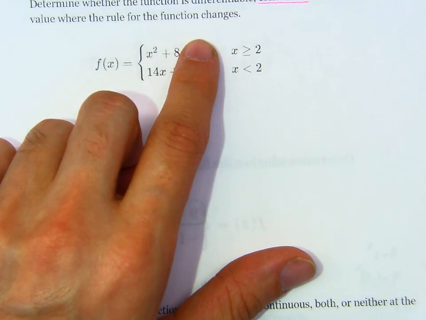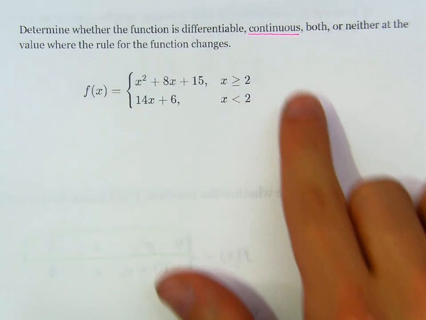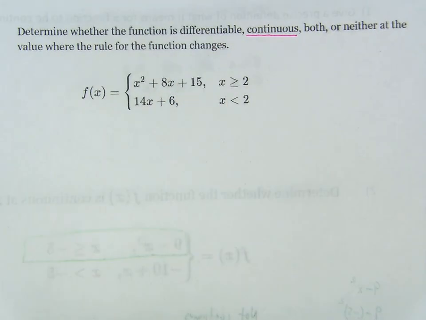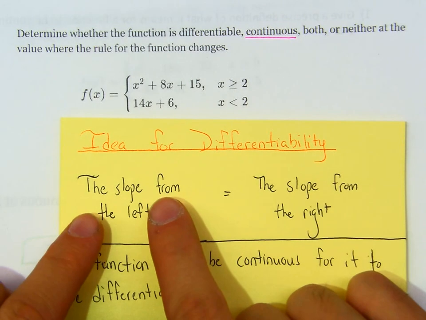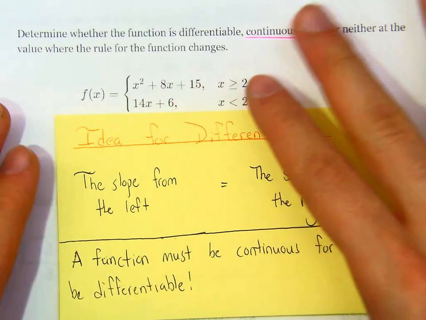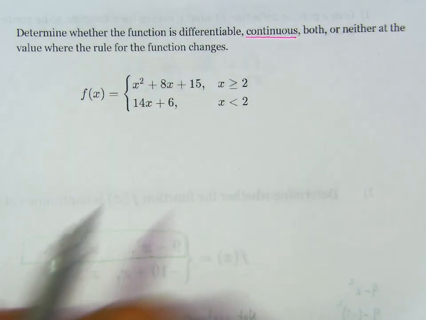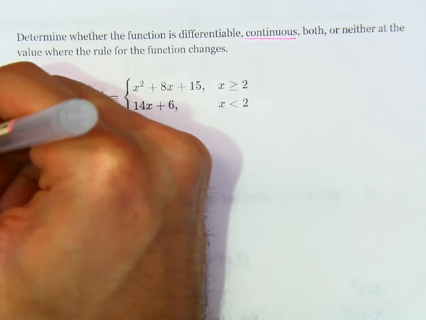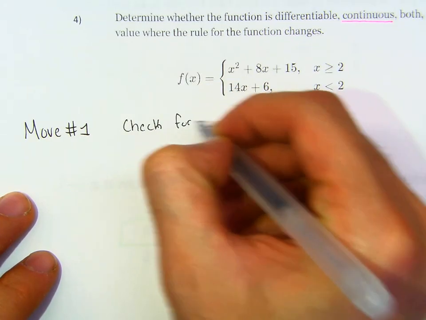The question we have next is, what does it mean to be differentiable? The idea for differentiability is we want the slope from the left to equal the slope from the right. So we'll get to that first. Whenever you have a problem like this, the first thing you want to check, move number one, is to check for continuity.